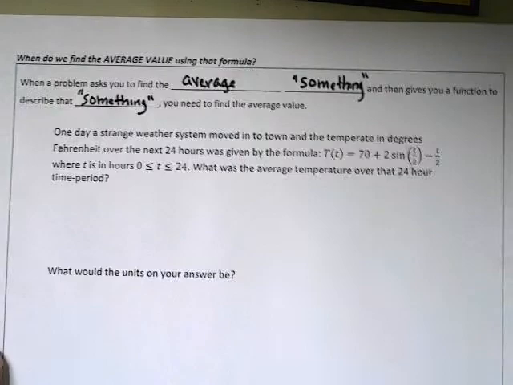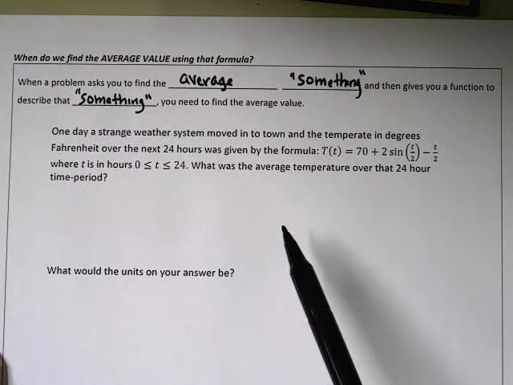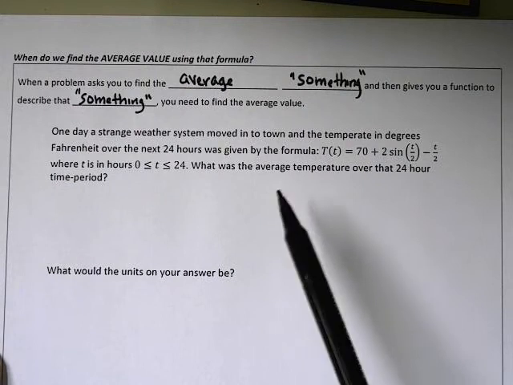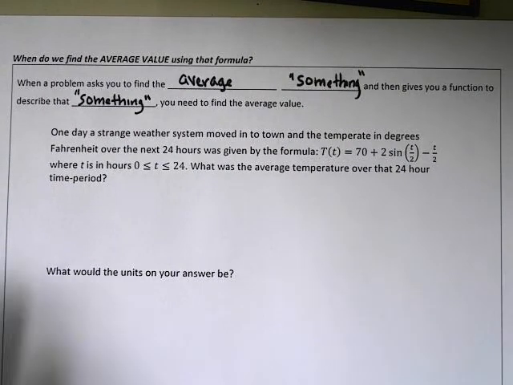So it could be like in this example where they're giving you a function for temperature and they're asking you to find the average temperature, or it could be something where they give you a function for the cost and they ask for the average cost. But pretty much when you see the average of something, that's when we're going to be doing average value. So let's take a look at this first example.